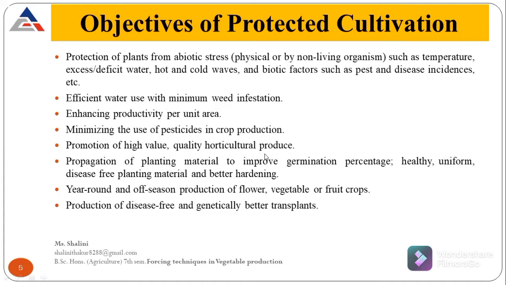Next, we are doing year-round and off-season production of flowers, vegetables and crops. When we are producing flowers, we are mostly producing cut flowers like gladiolus and rose. In the case of vegetables, we are producing tomatoes, capsicum, yellow, red, green, and then we are also producing some kinds of fruits.